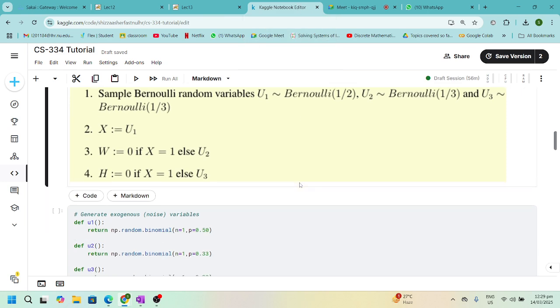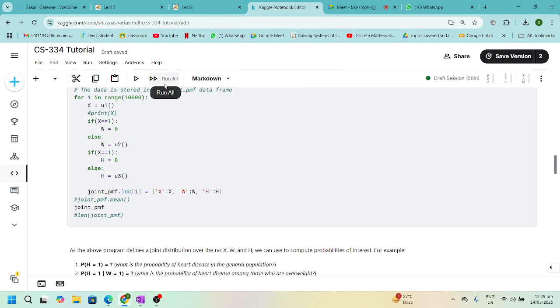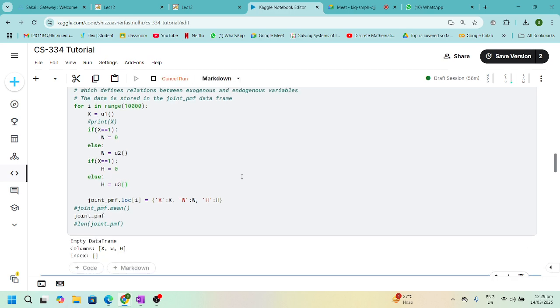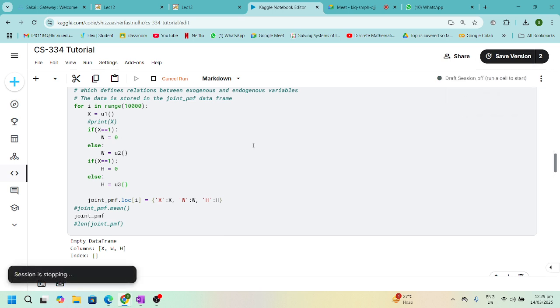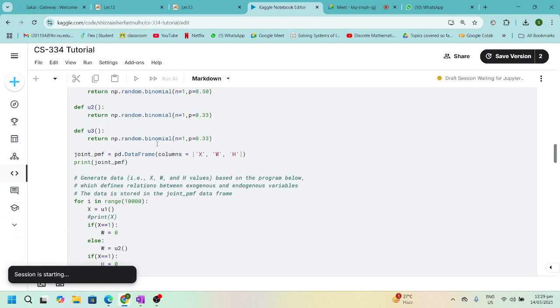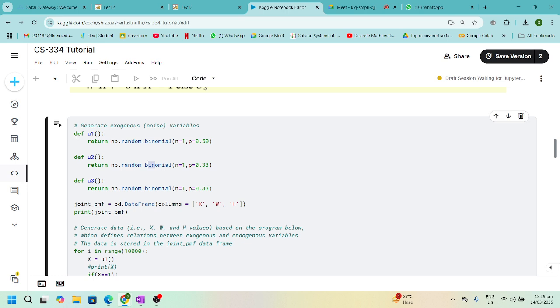Okay, moving on. So let's look at how the data generating algorithm essentially works. Basically, I still have to run from the top, so I'm going to quickly do that. And meanwhile, I will walk you through the code. Let's just look first at these three variables that we've initialized.